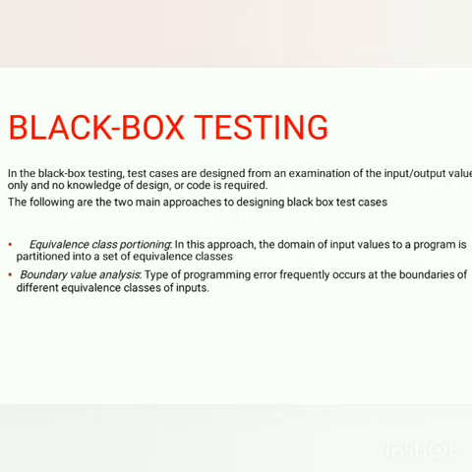In black box testing, test cases are designed from an examination of the input-output values only, and no knowledge of design or code is required. The following are the two main approaches to designing black box test cases. Equivalence class partitioning: in this approach, the domain of input values to a program is partitioned into a set of equivalence classes. Boundary value analysis: programming errors frequently occur at the boundaries of different equivalence classes of inputs.